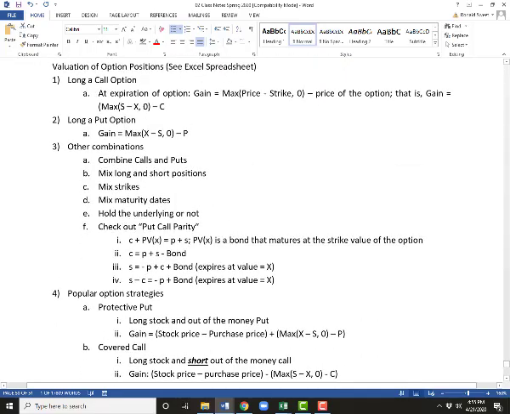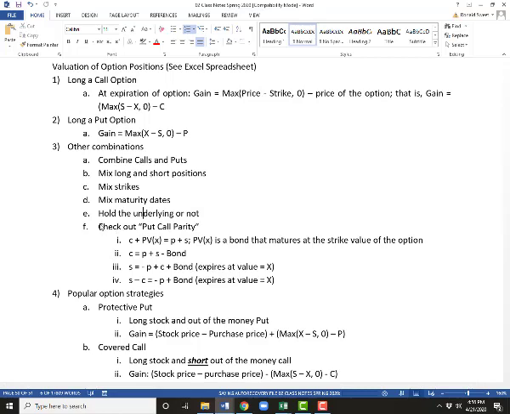So what we're going to do is build an Excel spreadsheet. I'm going to set up an Excel spreadsheet, and we're going to price buying a call. That's what it means to be long a call option. We're going to buy a call. We're going to buy a put. That means going long a put option. And we're going to look at other combinations. We can combine calls and puts. We can combine long and short positions. We can mix different strikes. We can mix maturity dates. Probably most important is sometimes we'll own the underlying security and sometimes we won't.